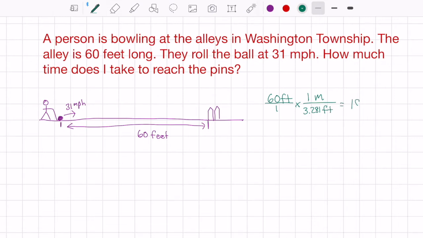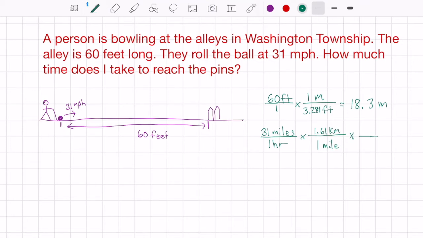You'll see 60 feet, we put the feet on the bottom, meters on top, we make sure our fraction is equal to 1, and then we multiply or divide, and we get an answer this time of 18.3 meters. Now we have to convert the 31 miles per hour into meters per second. Again, we want to work with the standard units, and standard for speed would be meters per second. Meters being the standard for distance, and seconds being the standard for time.